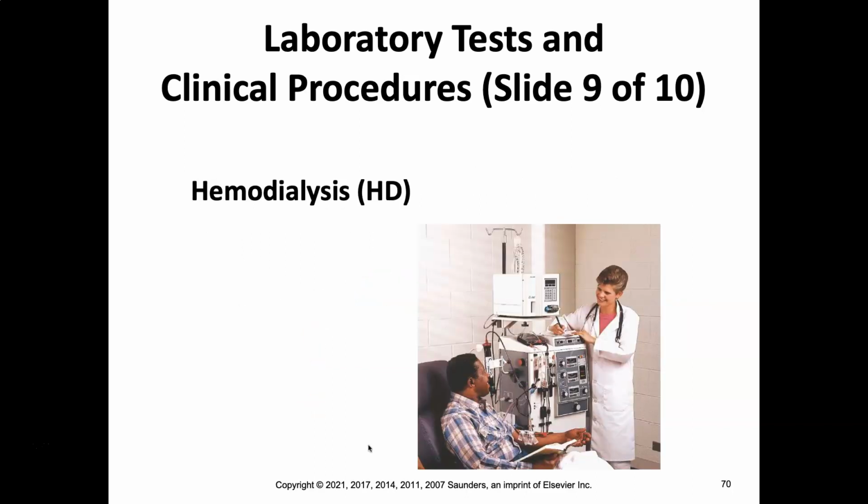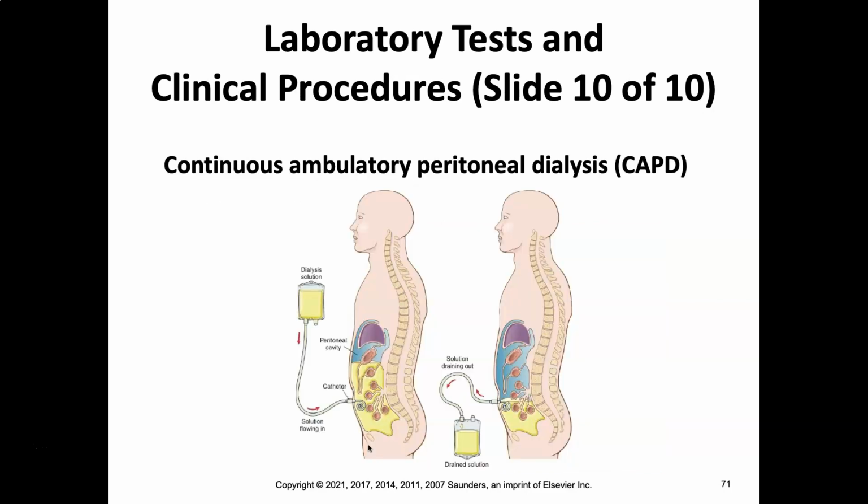Hemodialysis, also known as dialysis, this is when a patient's kidneys can no longer filter their blood for them, so they need to put it through a machine, and that's what this process is. Continuous ambulatory peritoneal dialysis. Now this is much more rare and much more challenging for patients. But again, you can read about this in your book.